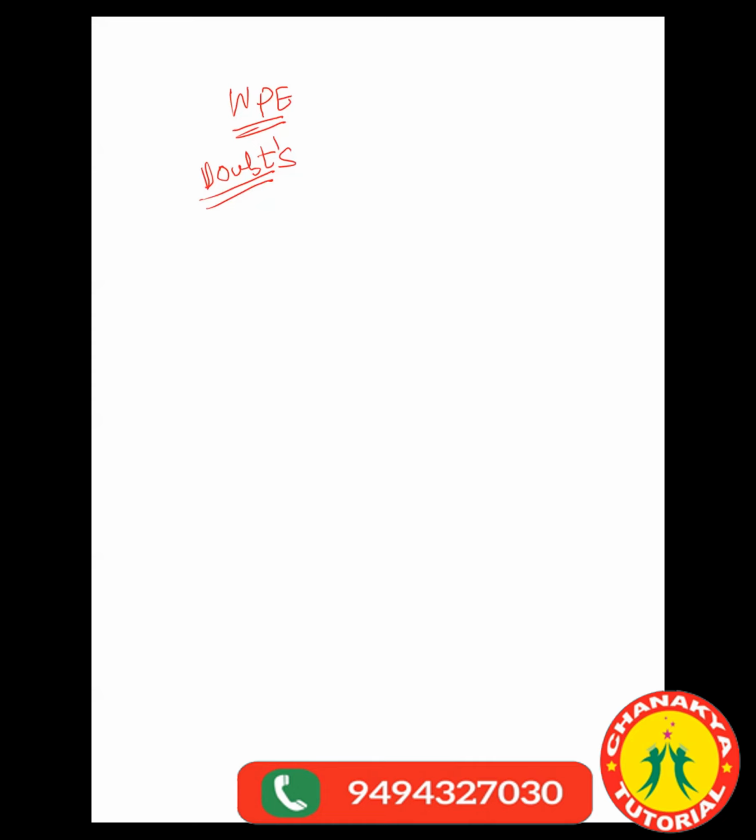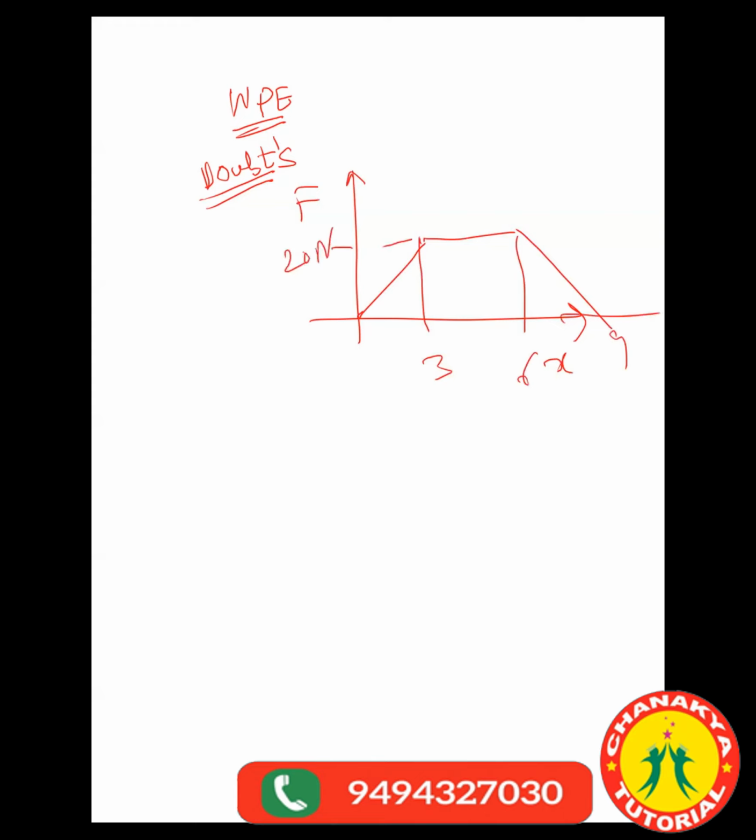A body of mass 2 kg is subjected to a force which varies with distance as shown in the figure. Okay, force versus distance diagram is given, no? Yes, sir. I got option 3. Let me see now once. This is 3, this is 6, this is 9. This is 20 Newton. X is in meter. Mass is 2.4 kg.